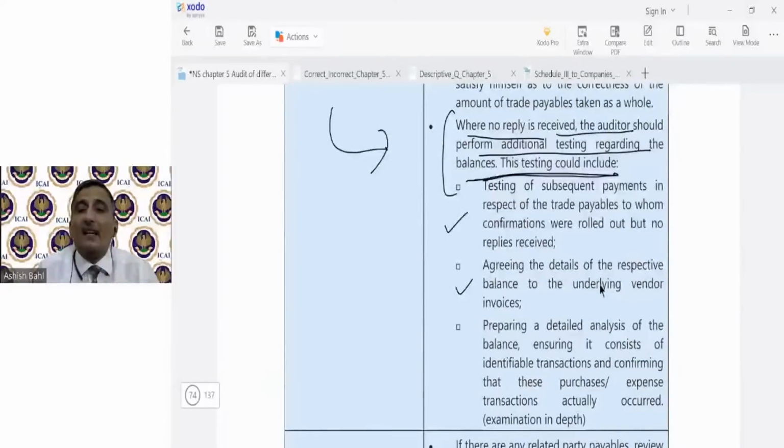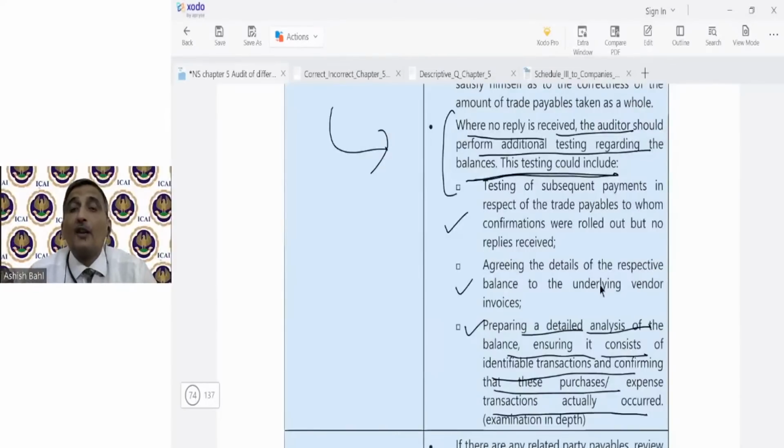Preparing a detailed analysis of the balance, ensuring it consists of identifiable transactions and confirming that these purchase transactions actually occurred. So because the confirmation request response has not come, you will apply detailed procedures. You would undertake detailed checking when the response to your confirmation has not been received.